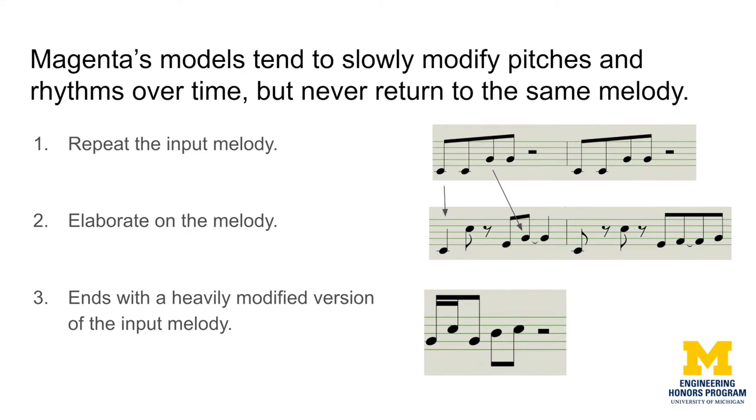How did these models perform? I found that they shared a pattern. The model would take an input melody and slowly modify it over time. However, it would never return to the original input melody. Let's take a look at this example. The first bar is actually the input melody. We see that the model first repeats the input, then it creates modified versions of the input. At the very end, we get a heavily modified version of the input melody. However, except for the second bar, the model never repeats its input melody ever again.